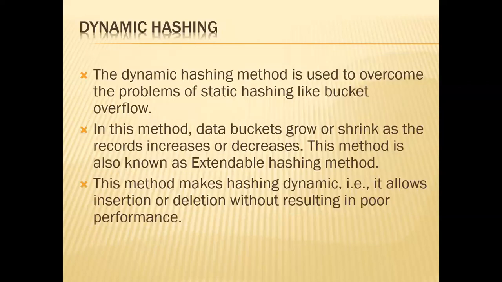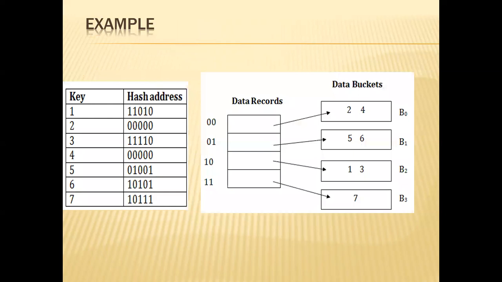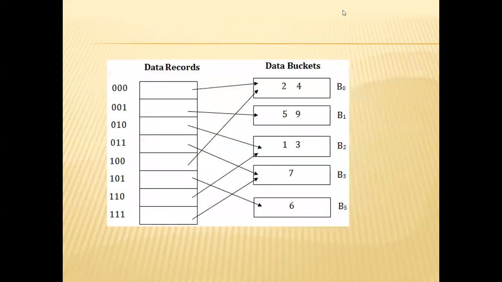So in order to overcome bucket overflow, you have the dynamic hashing method, where your data bucket will grow or shrink based upon the records that are inserted or deleted. If you are inserting new records, your data bucket will increase or grow. And if you are deleting a record, your data bucket will decrease. Thereby, each time you will not be getting the same address. It will vary because your data buckets will grow or shrink, increase or decrease, based upon the data you try to insert or delete in your database. Okay, so that is about hashing.